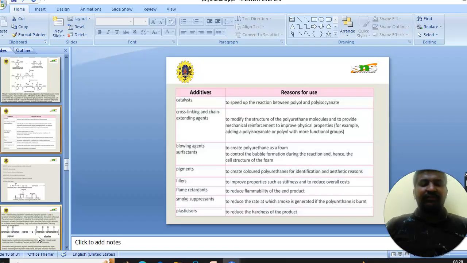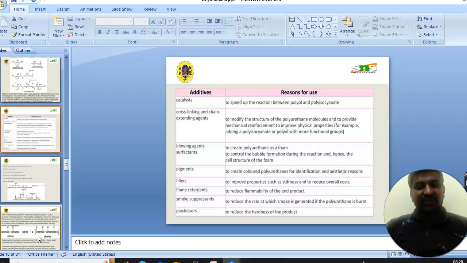First, we will see that before manufacturing the composite, different types of additives are used for making the polyurethane. This includes, first, the catalyst. It was used to speed up the reaction between the polyol and the polyisocyanate.